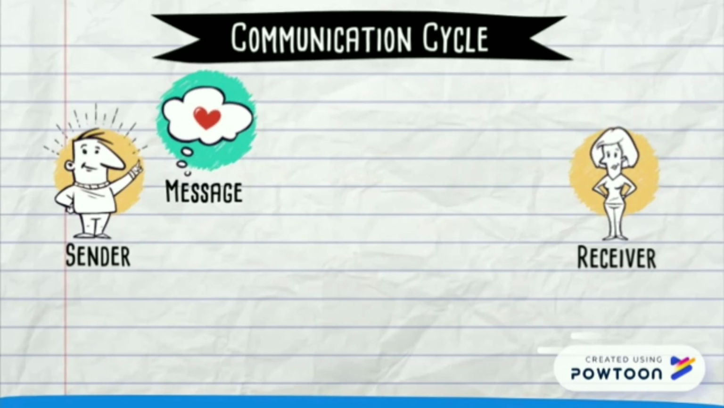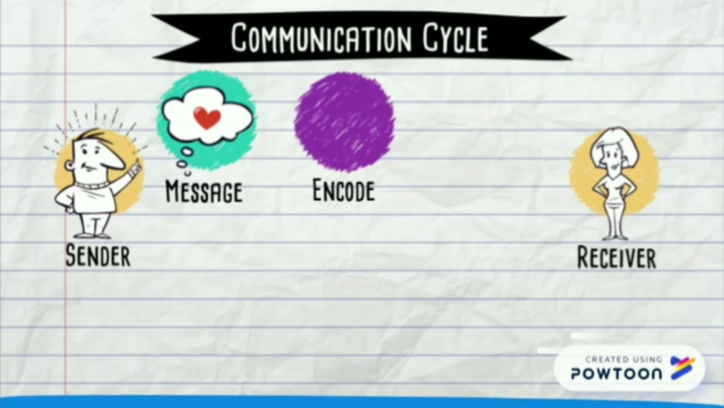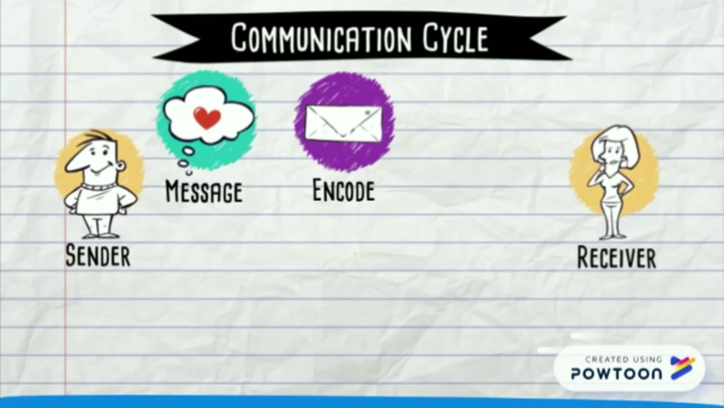So now we arrive at our fourth component, which is the encoding phase. To encode is simply to package the message, and you really only have three different options. They are either verbal, non-verbal, or both. Our sender has decided that a love letter would be the best way to encode his message.